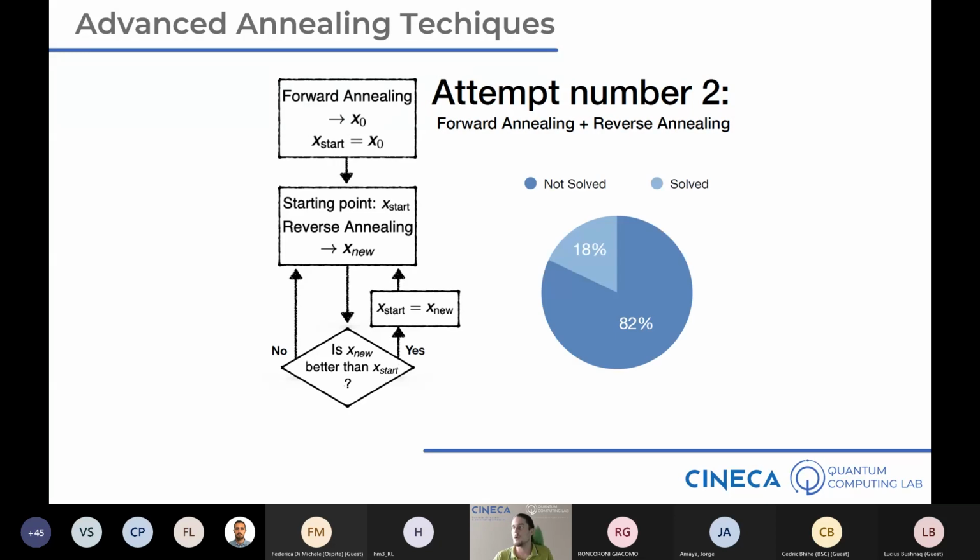With this new algorithm, I was able to find the global minimum 18 times over 100 attempts. It is not too much, but it is infinitely bigger than the 0% that I had with normal forward annealing. Normal forward annealing never found the global minimum. Forward annealing with refinement, using a cycle based on reverse annealing, found the global minimum 18 times.